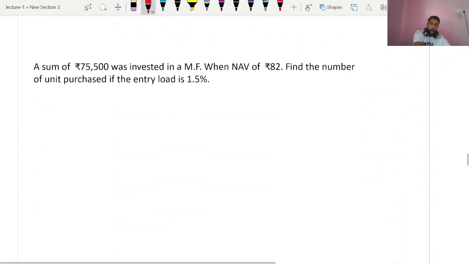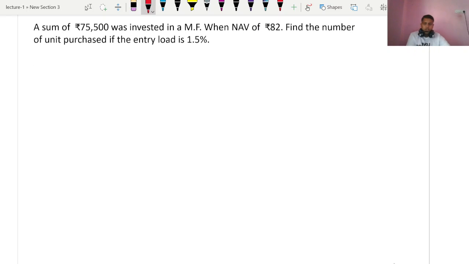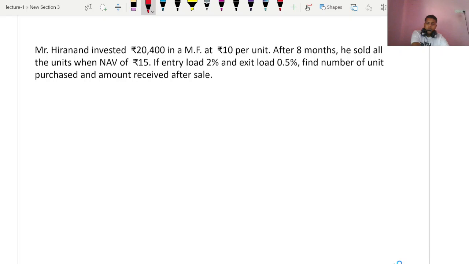So this is the way to do the problem. Now what is the next question? A sum of rupees 75,500 was invested in a mutual fund when net asset value of rupees 82. Find the number of units purchased if the entry load is 1.5%. This is very simple. You have to use the formula number of units is equal to amount invested by purchase cost of 1 unit. Okay? And when you are calculating purchase cost, you have to take into account entry load also. Do that problem as an exercise.